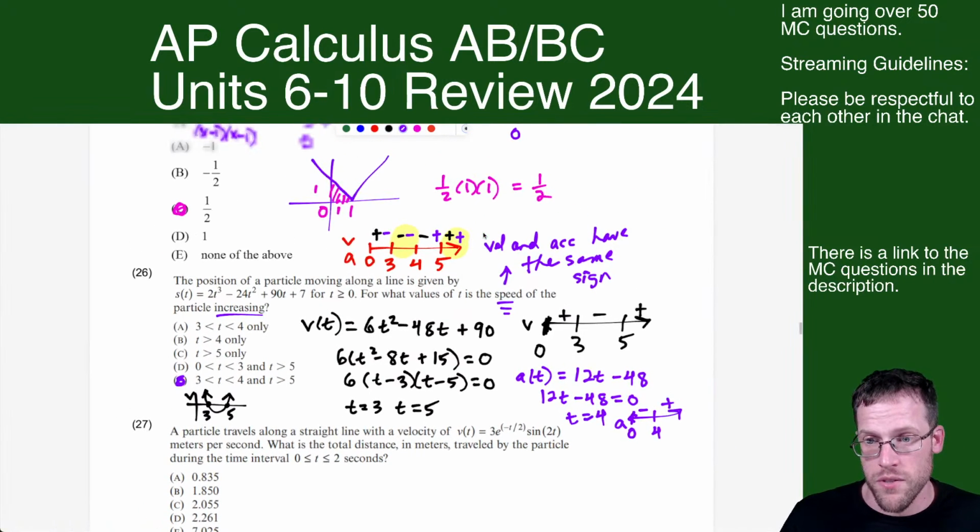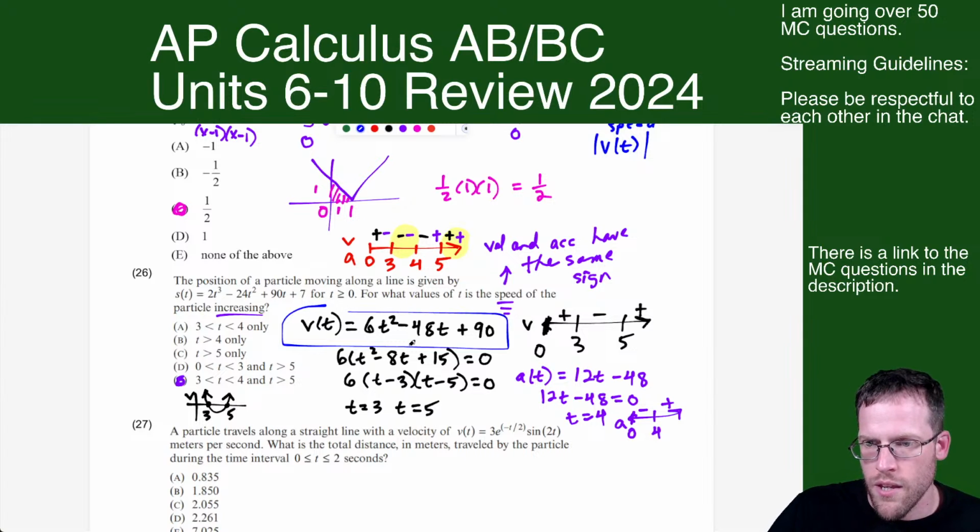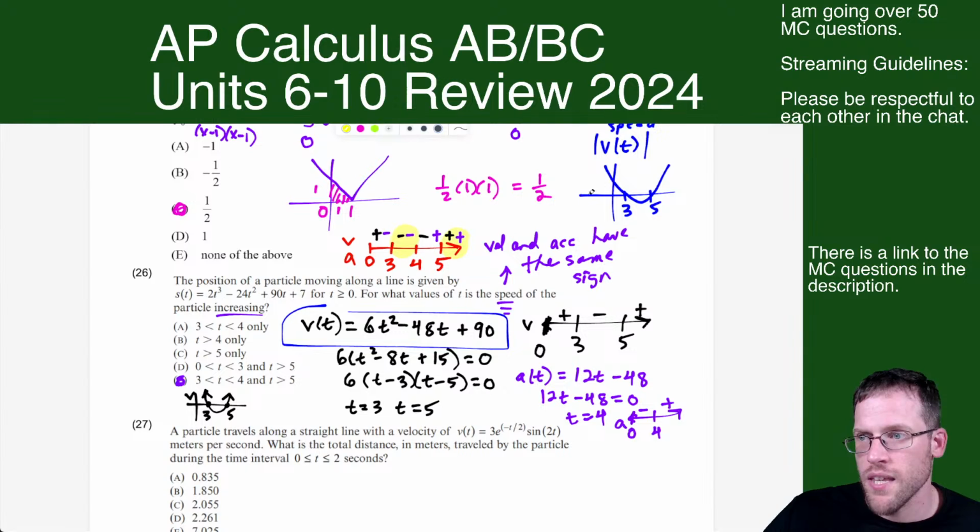But another way to do this, velocity, if you take the absolute value of velocity, the absolute value of velocity is speed. Okay, so you could actually do it another way. This is not hard to sketch. If I sketch this, I have roots at 3 and 5. It looks like a parabola, going down and then up. However, if I have absolute value, it's going to take the negative stuff and flip it up. Okay, so speed would go like this.